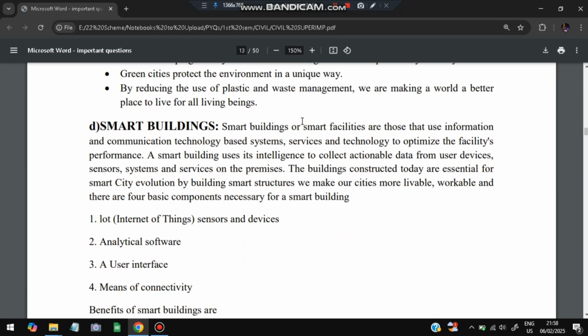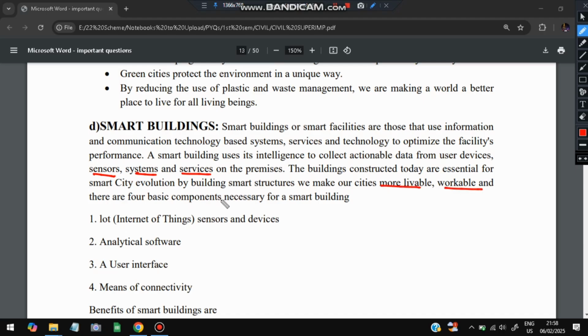And the last one is smart buildings. What does a smart building do? It uses advanced technologies and information communication technology to create systems that help the efficient management of the building, and provide services that help the people living inside it. It collects actionable data from user devices, sensors, systems and services on the premises, and is essential for smart city evolution, making buildings more livable and workable.